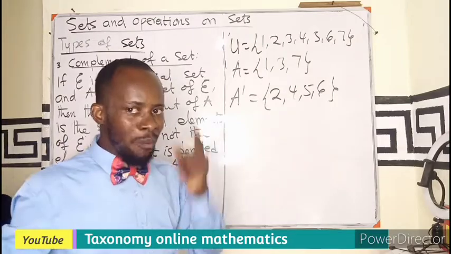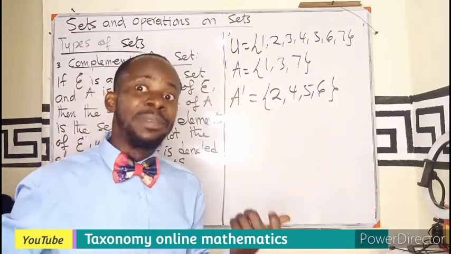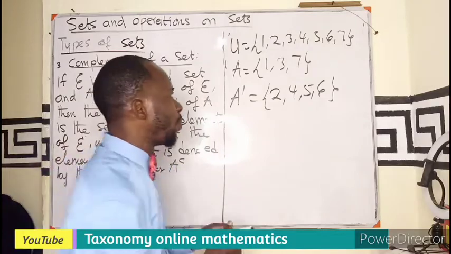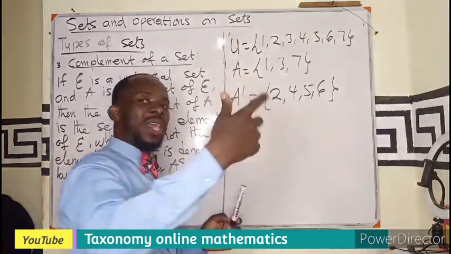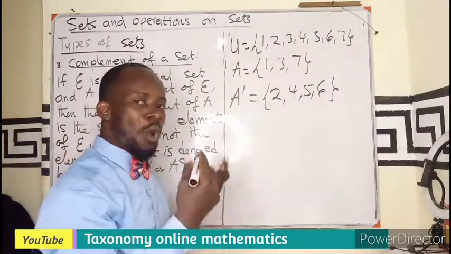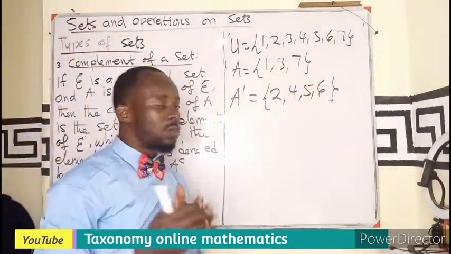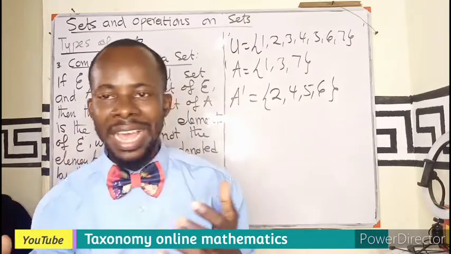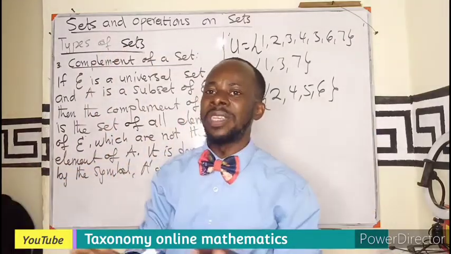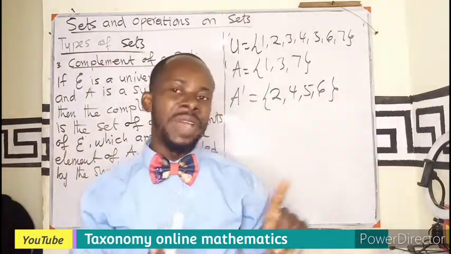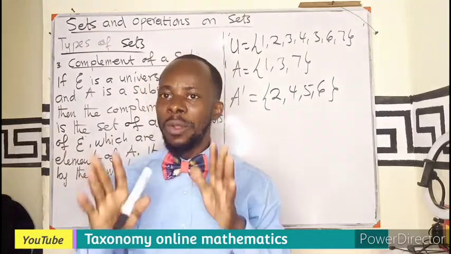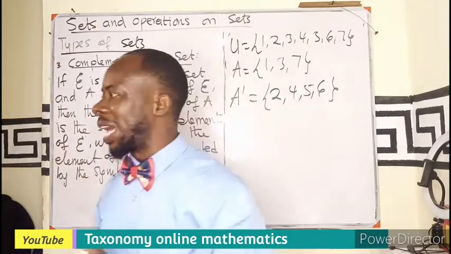Don't forget, the complement of a universal set is the empty set. If you find the complement of the universal set, that will give you an empty set. Then the complement of an empty set gives you back the universal set. Alright, so these will be the remaining 3 types of sets that we did not treat in the first episode. So I believe the concepts are clear.